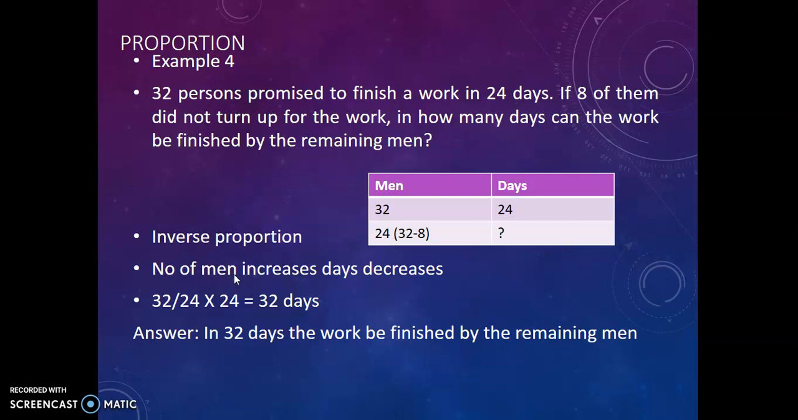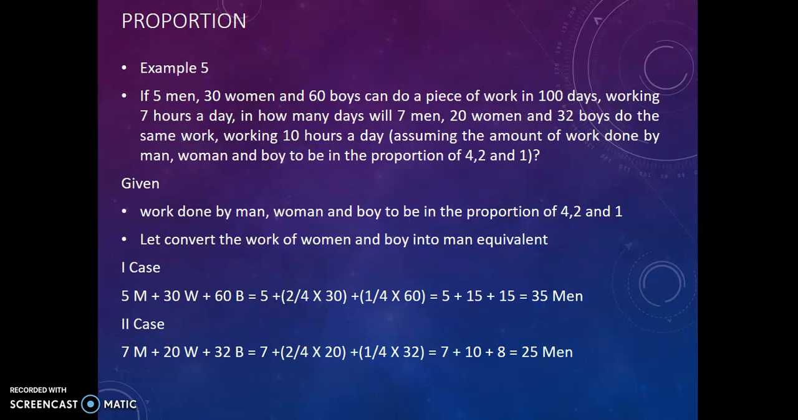So here the number of men decreases, days increase. So it is an example of inverse proportion. 32 by 24 into 24. So 32 days are required to finish by the remaining men.